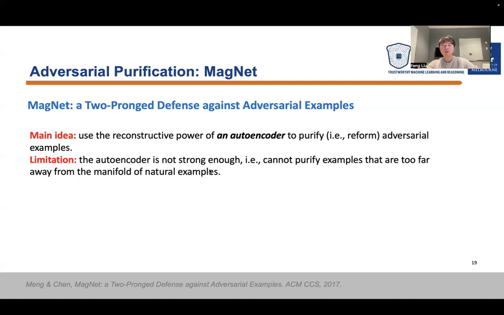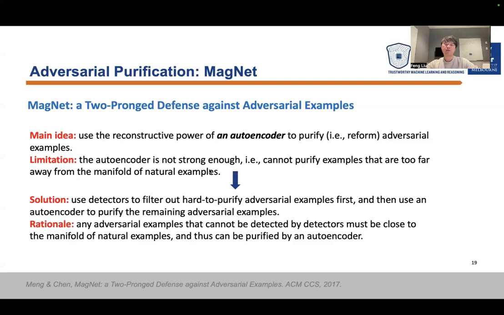So how to solve this limitation? In this paper, the authors just use a detector, okay, to filter out hard-to-purify adversarial examples first, and then use the autoencoder to purify the remaining adversarial examples, okay? And the rationale here is that any adversarial examples that cannot be detected by the detector must be close to the manifold. So we can just use the autoencoder to purify them. Okay.